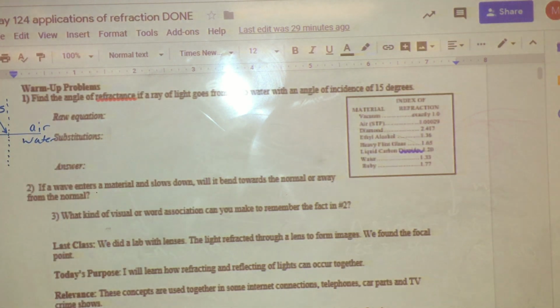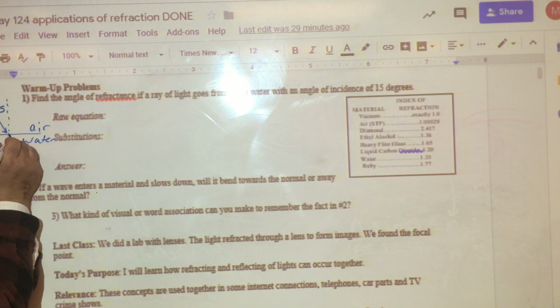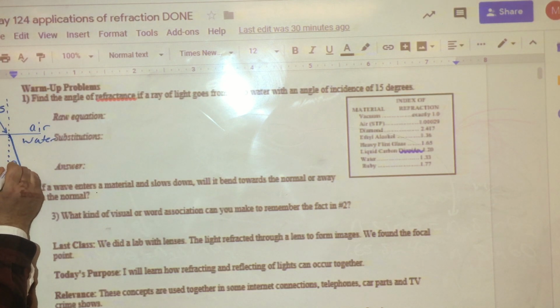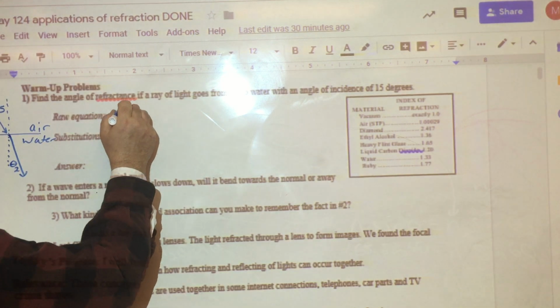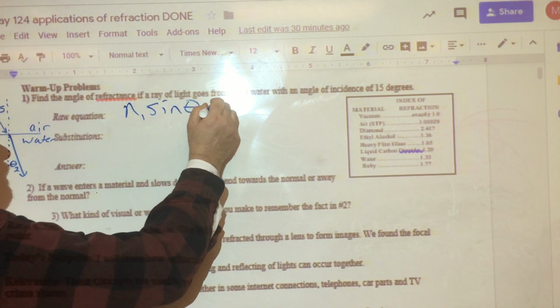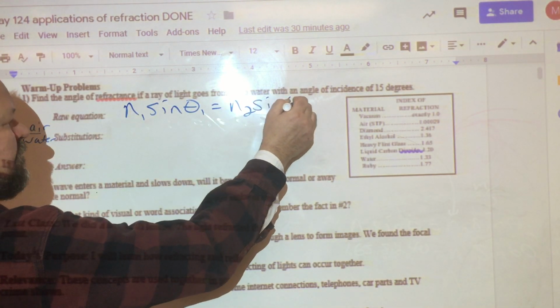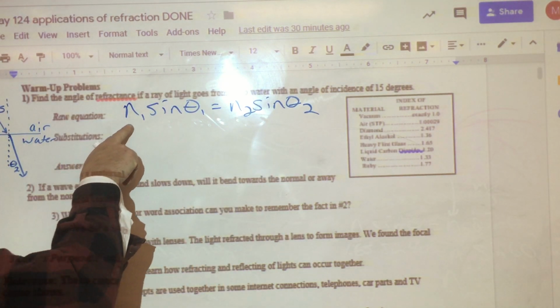The light ray is going into a more dense material, so it's going to slow down to a smaller speed, so it's going to get a smaller angle. And we're going to try to find that angle right there. The equation is Snell's law. And we put in our numbers.